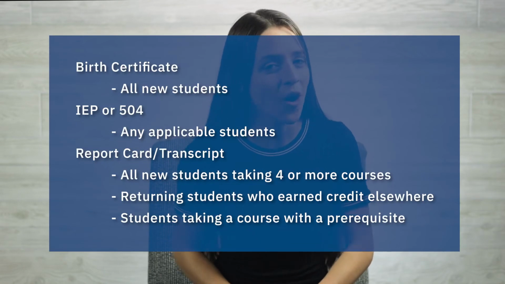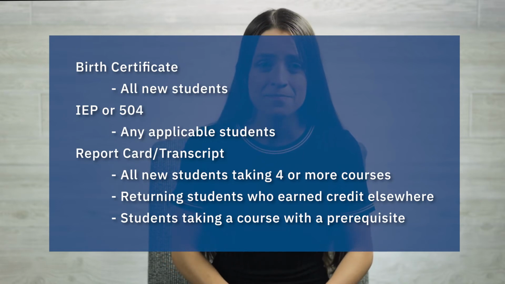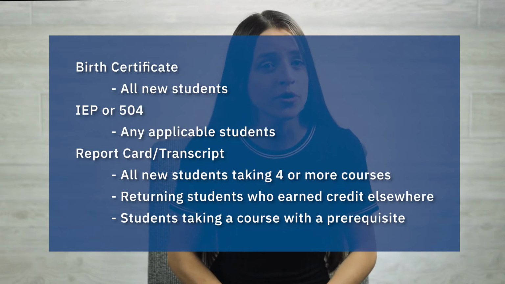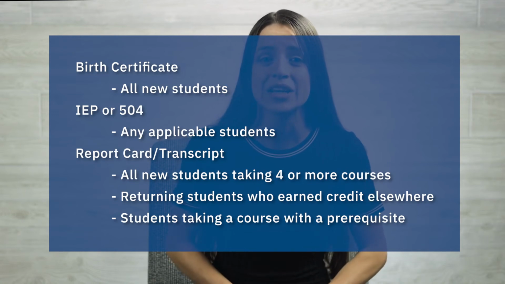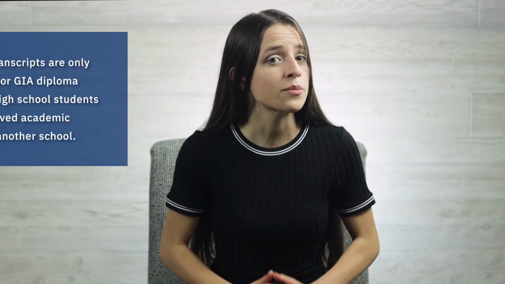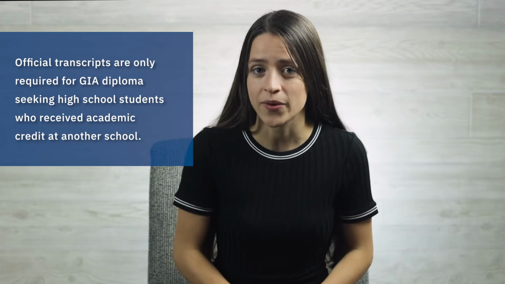Number 4, forgetting to include the supporting documents in that original email with your enrollment packet. The supporting documents you're going to need to enroll include a birth certificate for all new students, IEP or 504 for any student that may apply, and a report card and transcript for new students taking 4 or more courses, students who have completed a year away from Griggs, or students taking a course that has a prerequisite that they did take from another school. Now, official transcripts are only required for GIA diploma-seeking 10th through 12th graders.